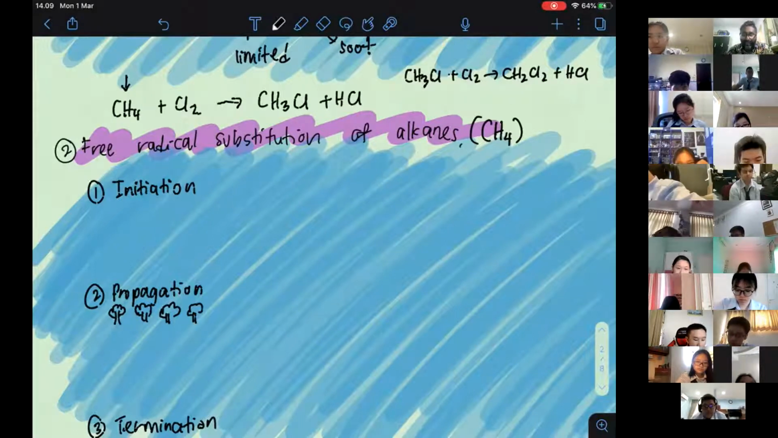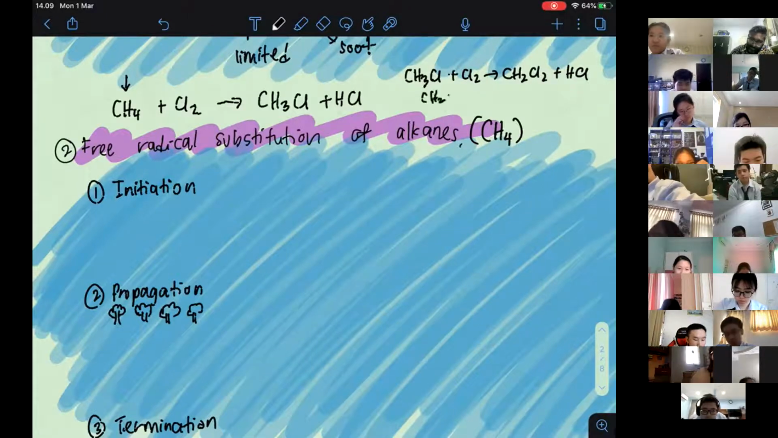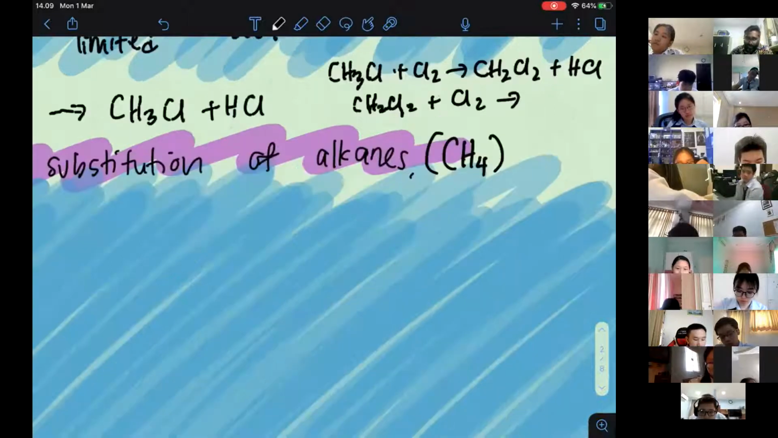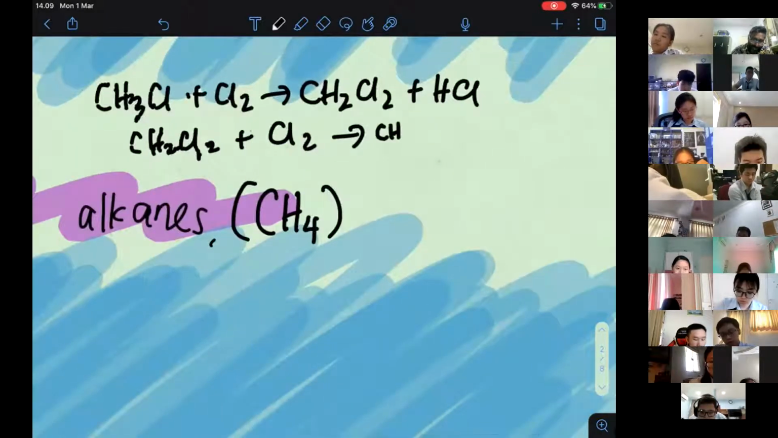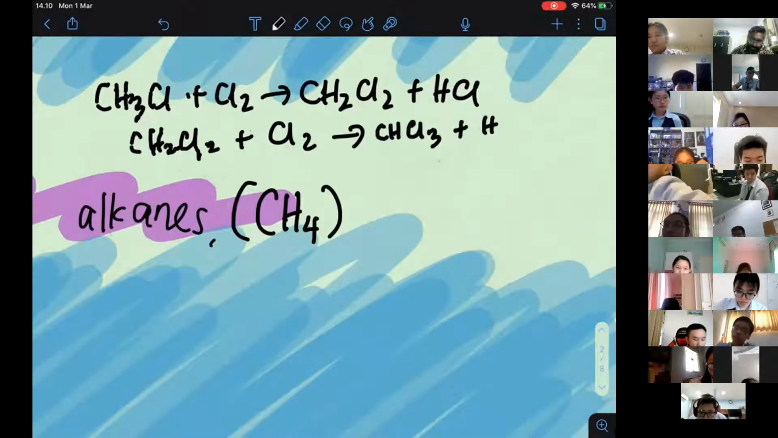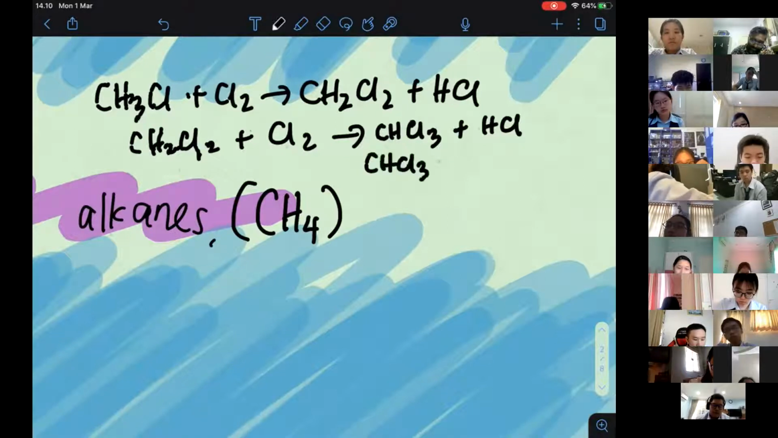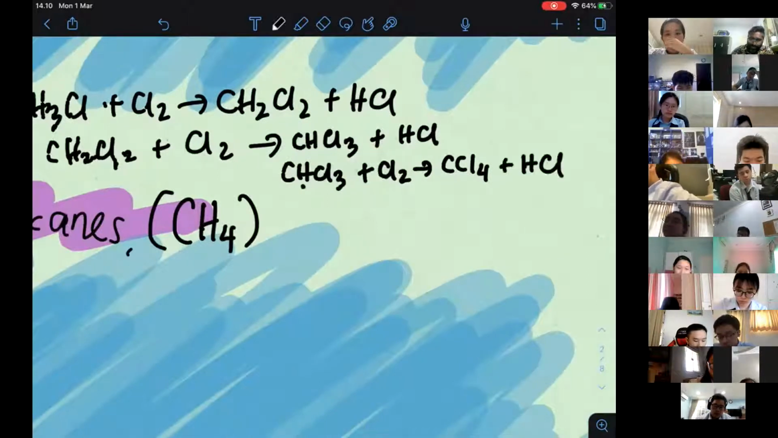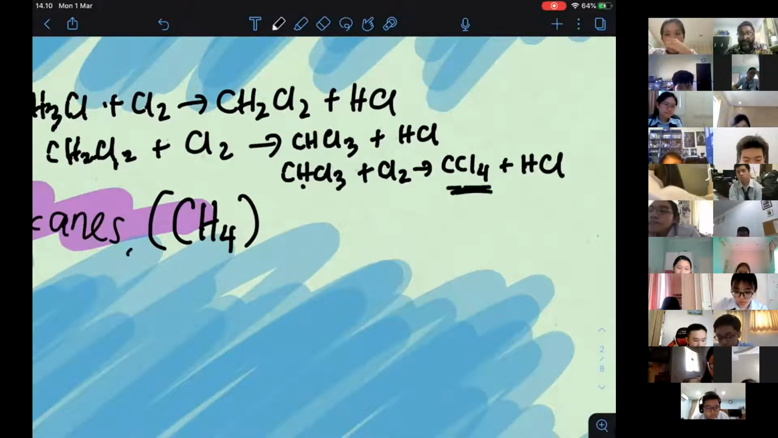So what will happen next? CH2Cl2 plus Cl2 will happen. Another H is going to be replaced. So you have CHCl3, and that H will join with another Cl to give you HCl. What will happen next? CHCl3 plus Cl2, this H is going to be replaced. So you get CCl4, and that H comes out as HCl. All the hydrogens are replaced.